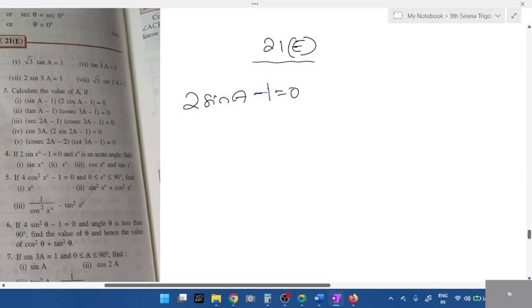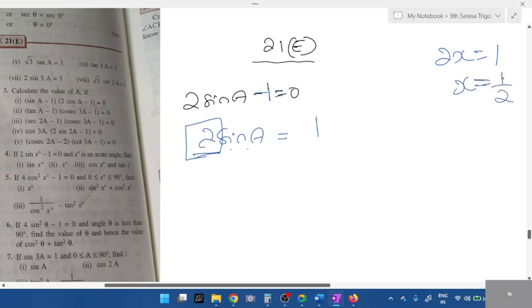A. What happens to minus 1? Shift it to the other side. Minus 1 goes to the other side, becomes plus 1. I don't need this 2. Just keep sin A. Shift all the values to the other side. What happens to 2? How do you solve this question? What's the value of x, students? What happens to 2? If it's division, if it goes to the other side, it becomes multiplication. If it's multiplication, goes to the other side, becomes division. Same way, if I want sin A, what happens to 2? It gets divided. Now, sin A I'll keep as it is, students.